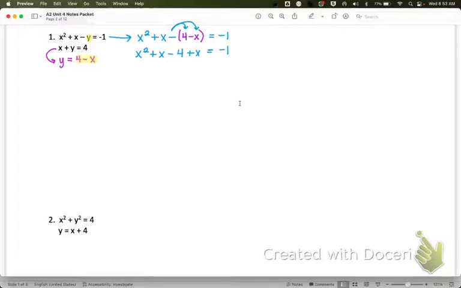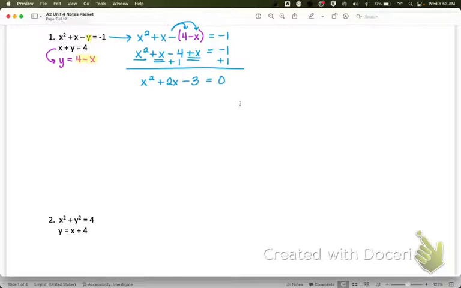Now, I see that I have an x squared, so that tells me this equation is quadratic. And I also have an x, so square roots is not going to work to solve this. So I'm going to get this equal to 0. So I'm going to combine the x and the x, and I'm going to go ahead and add 1 to both sides so that it's equal to 0. So I get x squared plus 2x minus 3 equals 0.